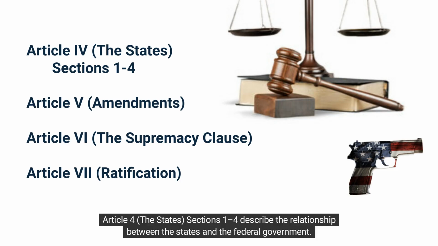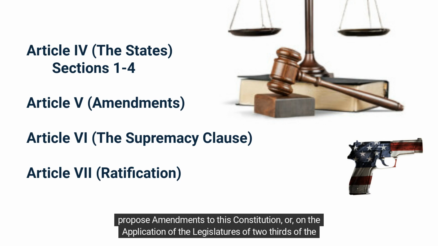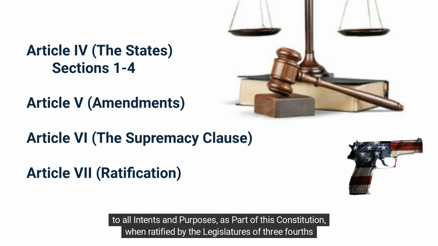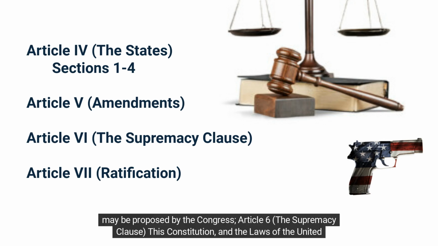Article 4. The States. Sections 1-4 describe the relationship between the states and the federal government. Article 5. Amendments. The Congress, whenever 2/3 of both houses shall deem it necessary, shall propose amendments to this Constitution, or, on the application of the legislatures of 2/3 of the several states, shall call a convention for proposing amendments, which, in either case, shall be valid to all intents and purposes, as part of this Constitution when ratified by the legislatures of 3/4 of the several states, or by conventions in 3/4 thereof, as the one or the other mode of ratification may be proposed by the Congress.